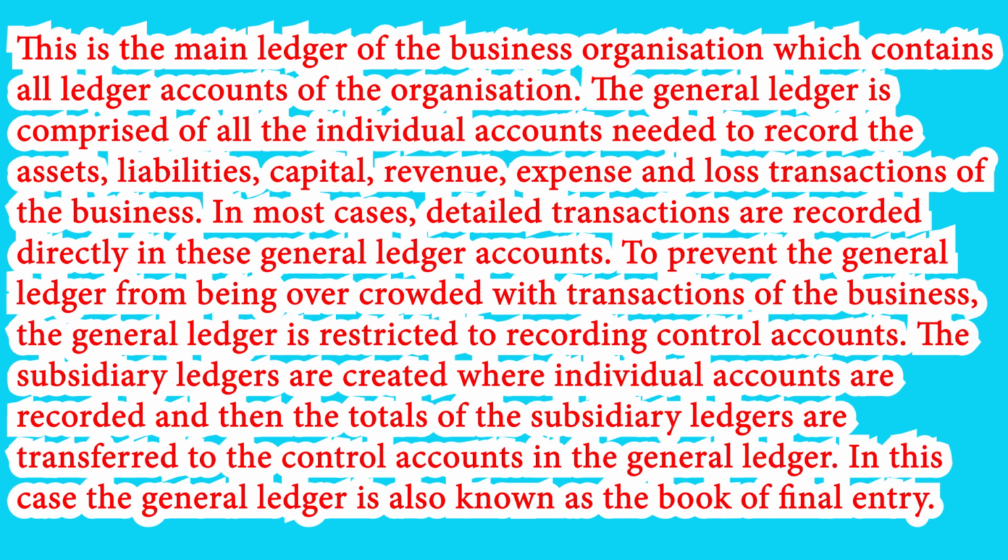To prevent the general ledger from being overcrowded with transactions of the business, the general ledger is restricted to recording control accounts. The subsidiary ledgers are created where individual accounts are recorded, and then the totals of the subsidiary ledgers are transferred to the control accounts in the general ledger. In this case, the general ledger is also known as the book of final entry.